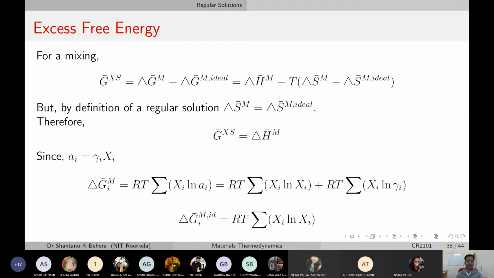Right? And then if you want to simplify this, you know that ai is gamma i xi, which is coming from the deviation from Raoultian behavior. We have introduced the term gamma i. Okay. Now the del G upon mixing, if we write, that is RT summation of xi ln ai, right? That's the del G upon mixing. And in ai, now we can introduce the terms gamma i and xi, which will actually split up this function into two functions, which is RT xi ln xi plus RT xi ln gamma i, right? But you know that the del G mixing in an ideal solution is RT xi ln xi. That would mean that this part is equivalent to this xi ln gamma i.